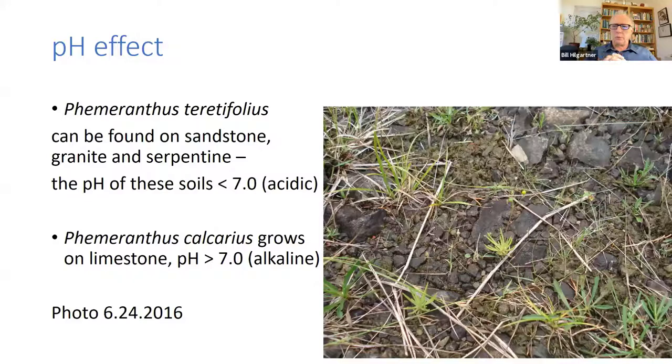Whereas in rocks that are more alkaline, above pH of 7, like limestone, you find another closely related species of fame flower. I would call it Phemeranthus calcaricus, the calcareous fame flower. And so I'm wondering if the acidity, the pH there, is what this plant is adapted to, but not to the higher pH. Don't know, throwing that out.